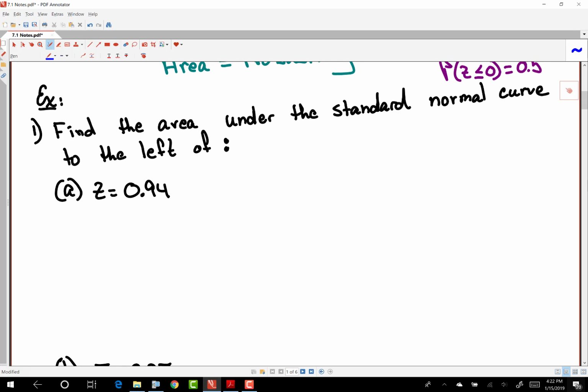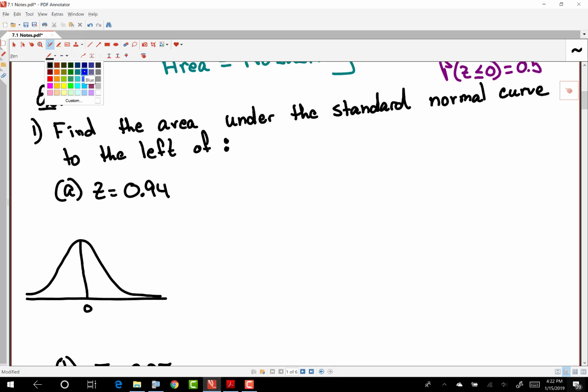So for number 1, they want us to find the area under the standard normal curve to the left of z equal 0.94. Now, I want you to draw a picture of the standard normal curve every time you're finding an area. It's going to help you avoid mistakes. So we know that 0 is right here. Think about on the number line, where would 0.94 be? Well, it's going to be to the right of 0. I don't know where exactly. You don't have to be that exact, but it's going to be roughly about right here.